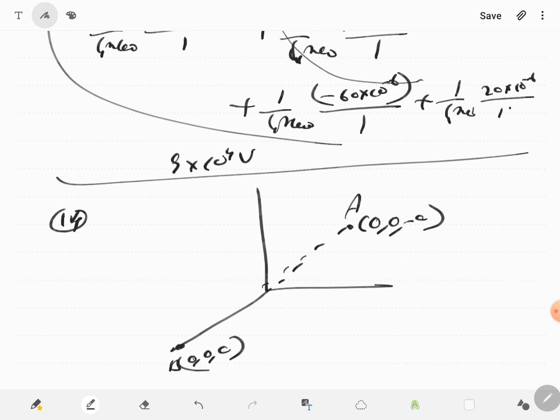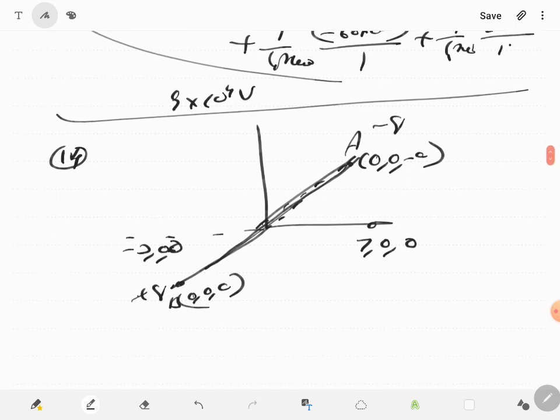How much work is done in moving a charge from 7 comma 0 comma 0, which means on the x axis, to minus 3 comma 0 comma 0? So we are moving it along the x axis and the charges are along the z axis. Can you see that a minus q and a plus q is like a dipole? So the dipole is along the z axis and you're moving a charge along the x axis, which is like an equatorial line. So the work done will be 0.